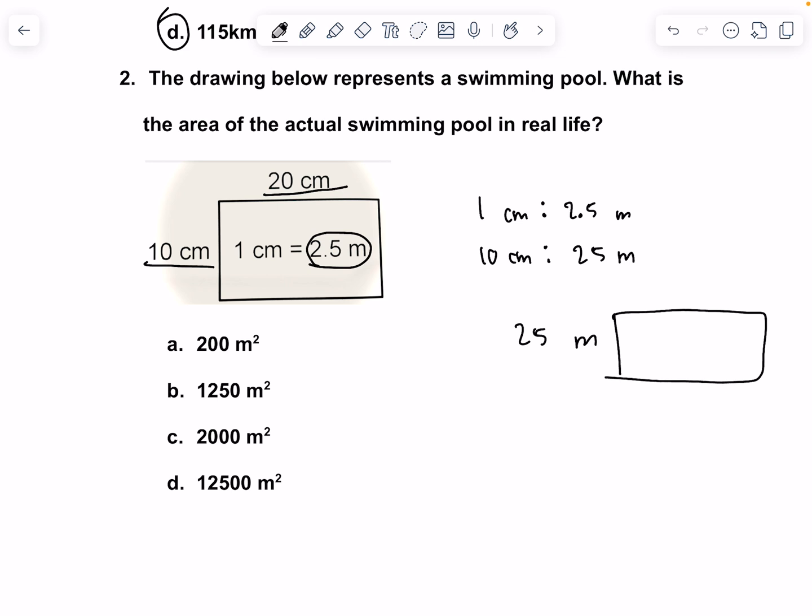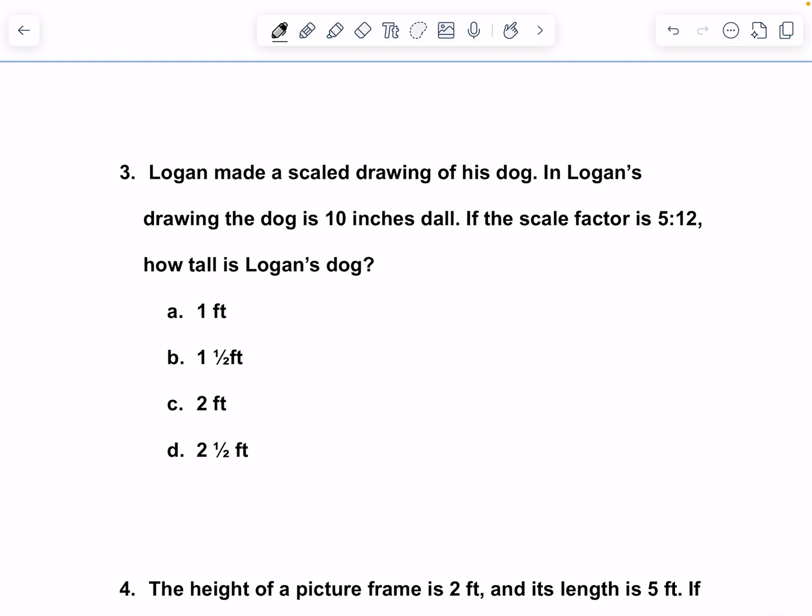And then we have 20 centimeters. 20 centimeters times 2.5 would be 50. So it would be 25 times 50, and that would give us a total of 1250 meters squared, because meters times meters is squared. So that should be 1250 meters squared. So B.